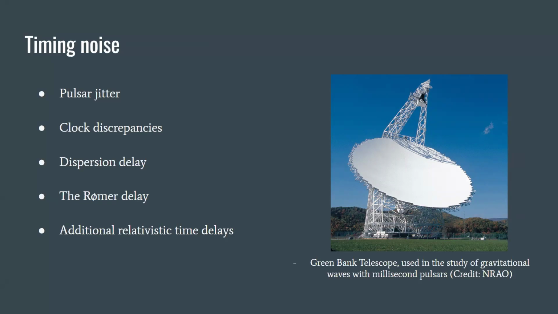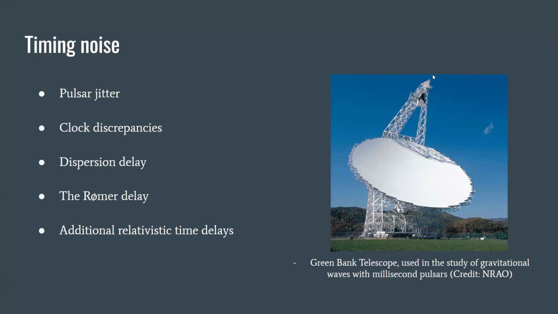We also have some other factors, which are the dispersion delay, which has to do with the delay in time for the radio waves to get to Earth. We have the Roemer delay and also additional relativistic time delays, which actually can occur twice if the pulsar is in a binary system, which is just a fun fact.